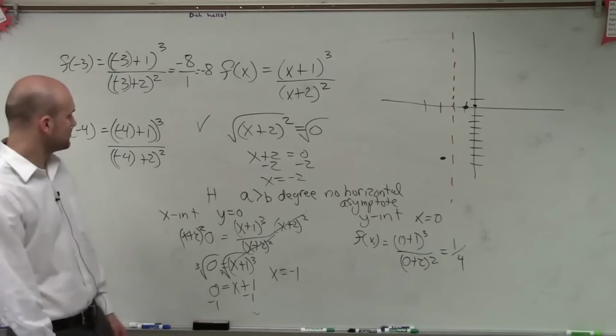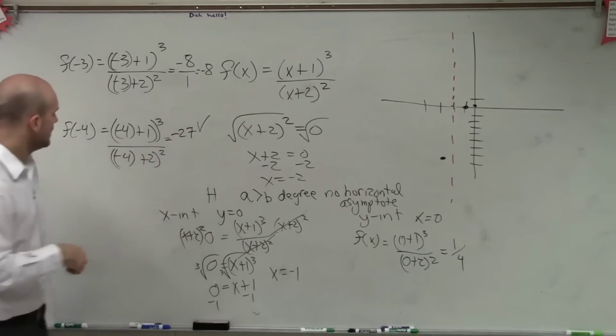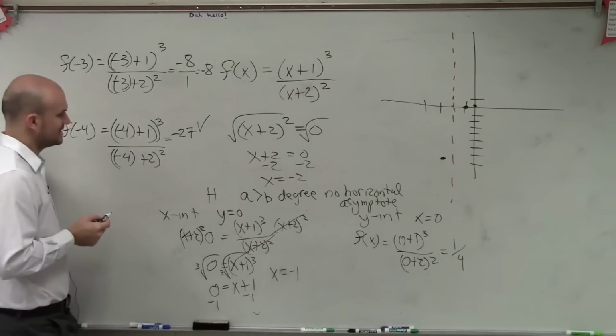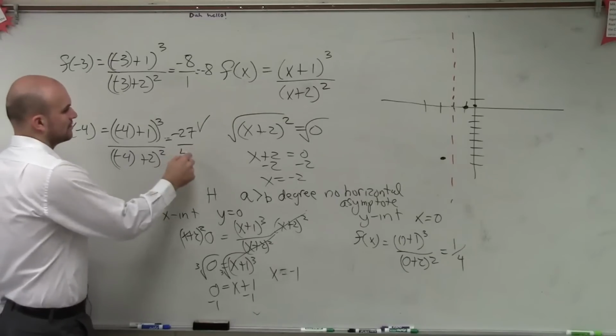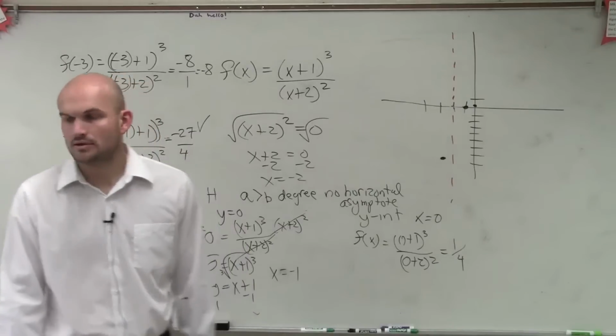So -4 plus 1 is -3. -3 cubed is equal to -27. -4 plus 2 is going to be -2. -2 squared equals 4. So 4 goes into 27, let's say 6, right?